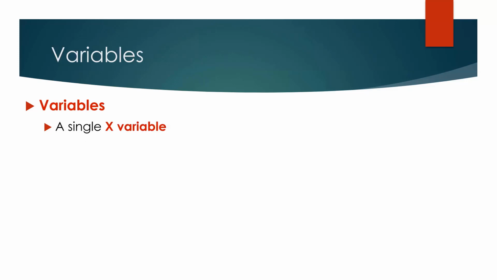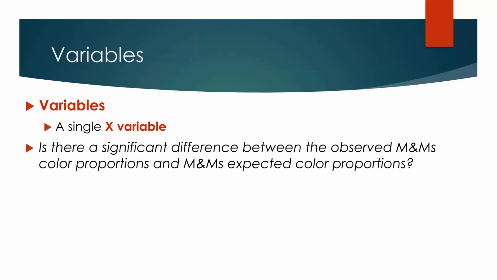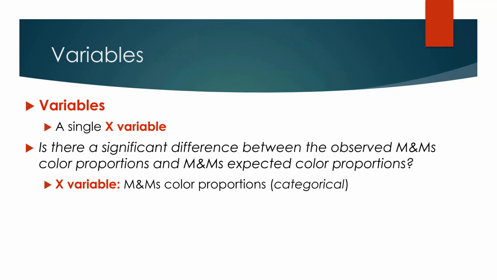So what are our variables? Well, we got a single x variable, and that's going to be indicated in our research question. So our x variable is simply M&M color proportions, right? We have what's observed and we have what is expected. Now, how is this one? So with the variable here, a good thing to do with a goodness of fit test is to look at what is the expectation that you're going with? What's the assumption that you're going with for the expectation?